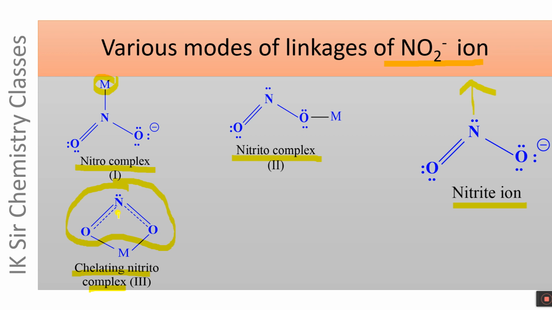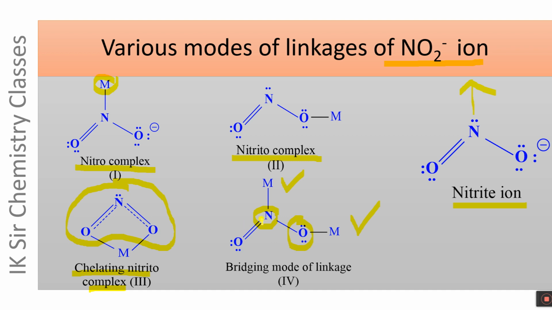And ultimately, NO2 minus ion can act as a bridging ligand in which it coordinates through the nitrogen atom and oxygen atom simultaneously. NO2 minus ion acts as a bridging ligand between two metal atoms, and it coordinates through nitrogen and oxygen atoms.